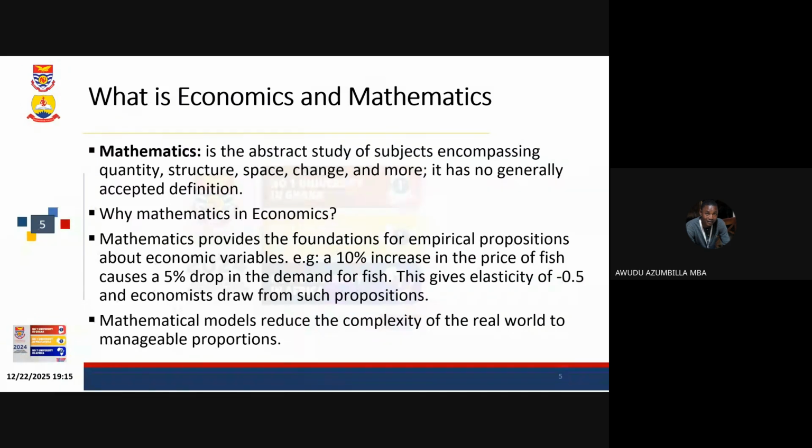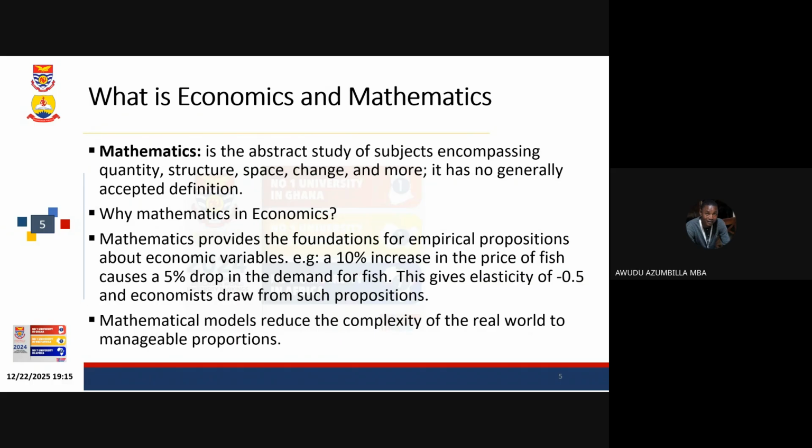Then we now look at why we need mathematics in economics. Like I explained earlier, the one basic thing is that we need mathematics in economics to be able to explain economic phenomena. So when we use mathematics, it provides us with the basis, the foundations, for us to understand economic variables. We'll get to know the economic variables that we are talking about.